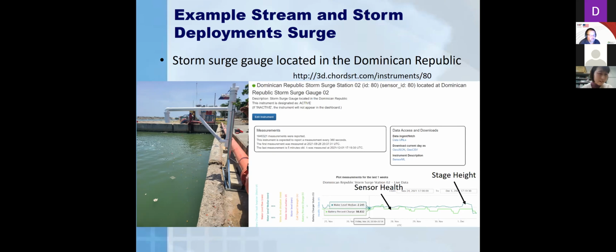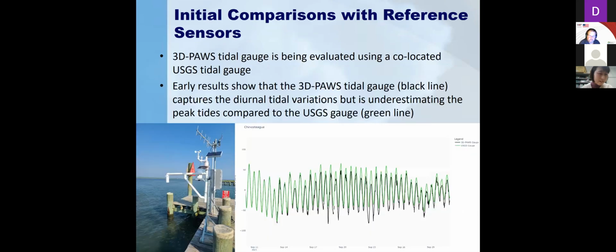So just the last couple of slides, we've done some initial intercomparisons with reference sensors co-located with our systems. Here's an example going back to our station in the state of Virginia. It's co-located with a USGS, United States Geological Survey, tidal gauge, right in the background of our station. So it's co-located by a meter or two.